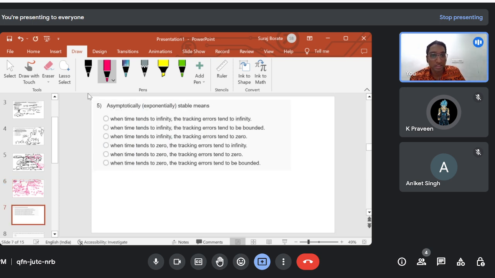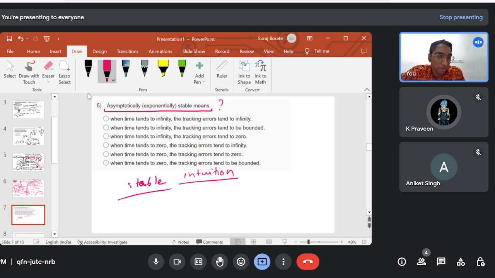Okay, so asymptotically stable means, what does asymptotically stable mean? First of all, let's understand the meaning of stable from the control system perspective. The word stable from control system perspective, actually there are different definitions of stability. But let me give you just the intuition. It's not a rigorous definition. So what does stable mean?